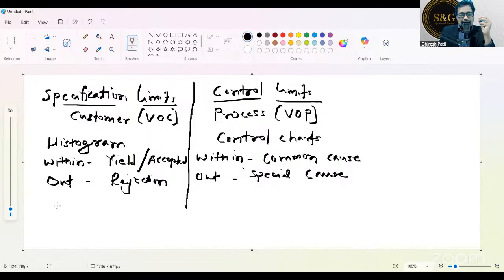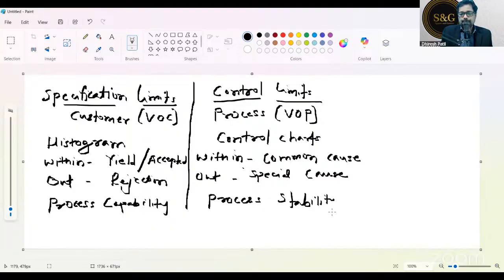Now, with specification limit, we basically check process capability. And with control limits, we check process stability. Clear, everybody? Differentiation between specification and control limit. Is it clear?